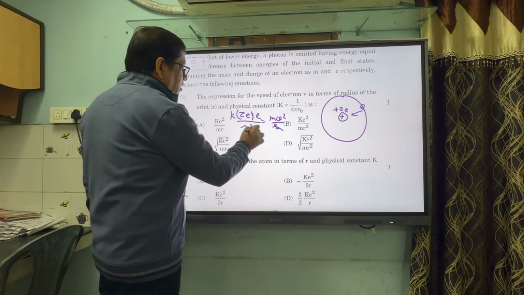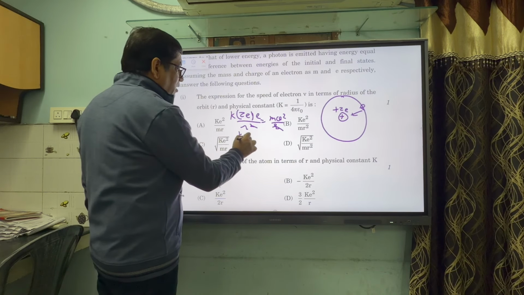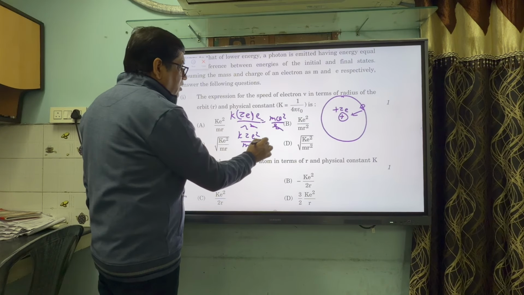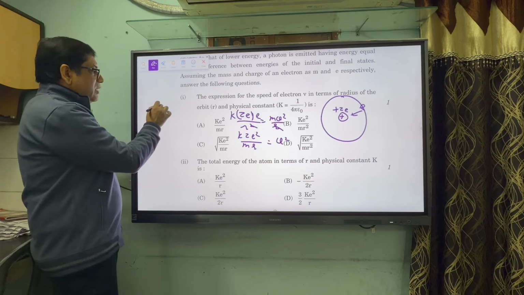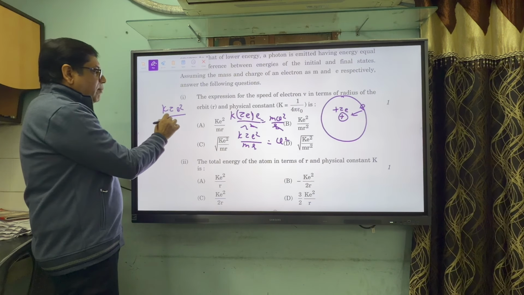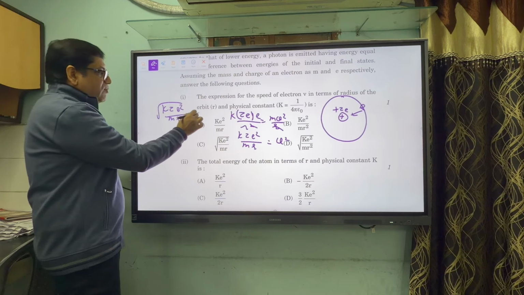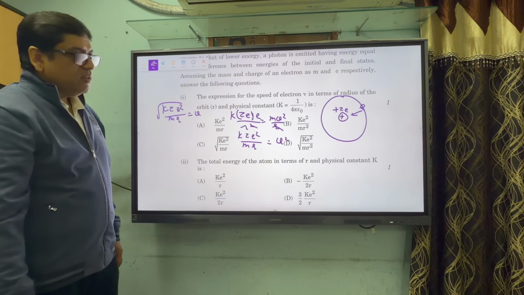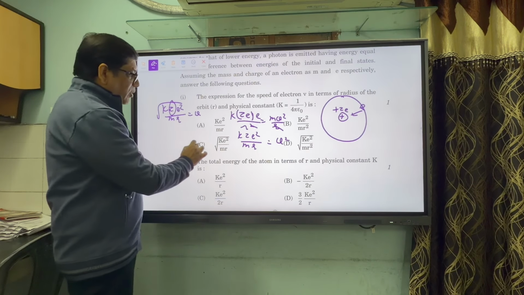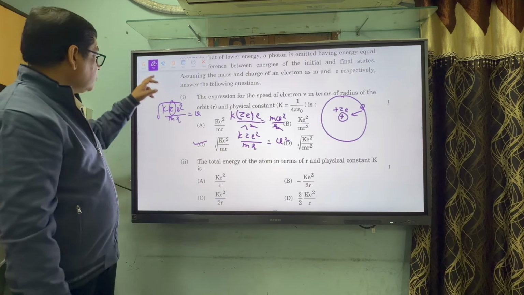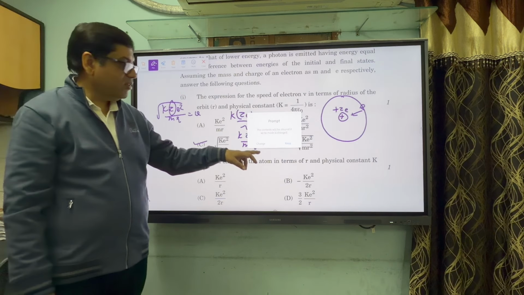So one r cancels with r, bring m to this side, k z e square by m r is equal to v square. So what will the value of v be? What is v? Under root of k z e square by m r, and Z you can put 1 because it is hydrogen atom, so the answer will be C part. The Z of hydrogen atom is 1 for hydrogen.